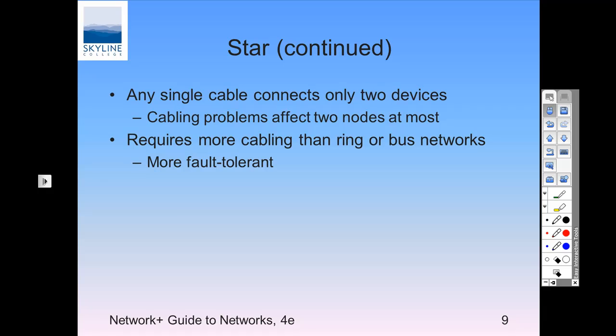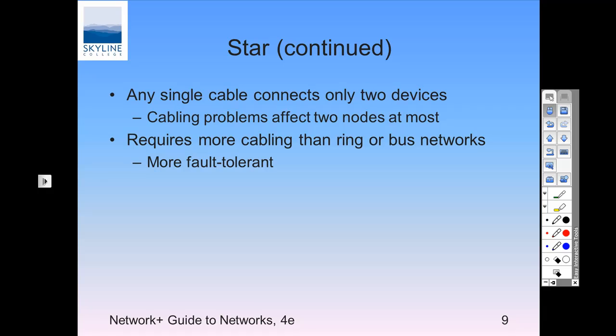The star requires more cabling than a ring or a bus network, but it's more fault tolerant. And you can see that in here. The switches are in the back of the room, so what do you have to do to get there? You run a wire from each computer to the punch-down block, and then you have a jumper cable that goes from the punch-down block to the switch. If we just had a bus, we'd just run a piece of coax along each of the rows and plug the computers into them.